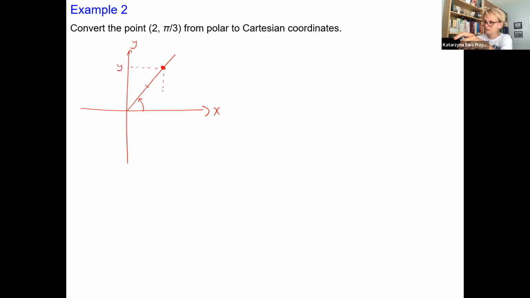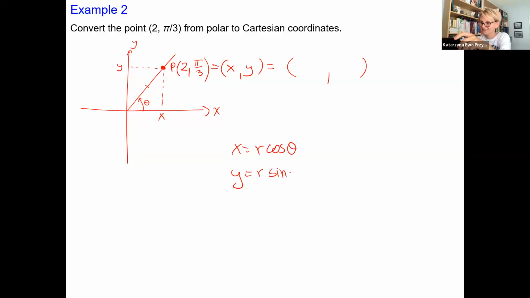We need Y and we need X. The point at the moment is 2 pi over 3, but we will need X and Y. And we can say this. X is R cosine, Y is R sine theta. I can even connect them. This is 2, because this is R, this is theta. Cosine and 2 sine of 60.